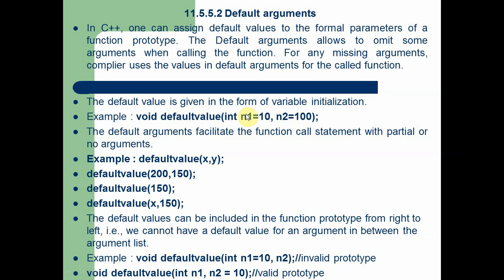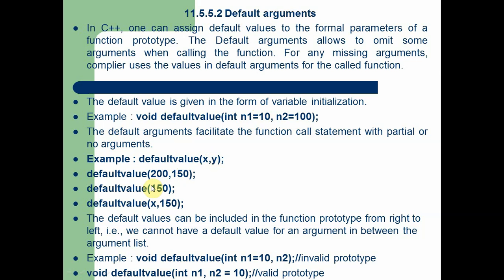But here the compiler raises an error because the declaration or prototype of this function is wrong. Here we declare a variable with the int data type, but here we didn't mention the int, so it will show the error. It is an invalid prototype. We can use the prototype like this, where we set the input and output data types. In the same way, if you mention two variables x and y and give the values 200 and 150, it will accept 200 and 150 and store them in n1 and n2.